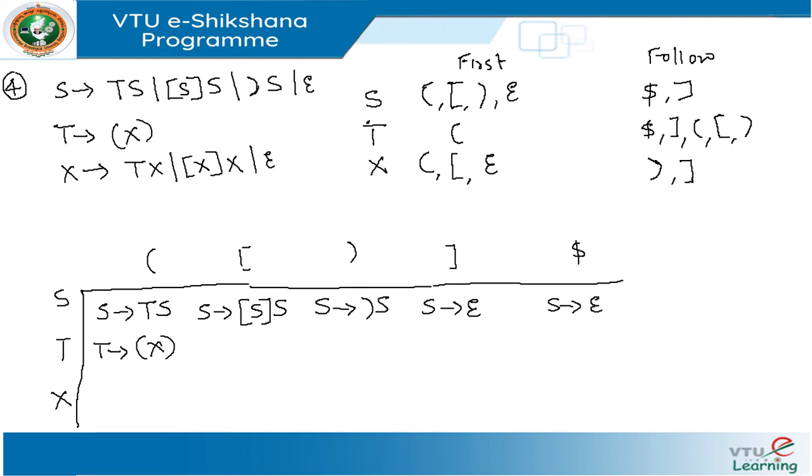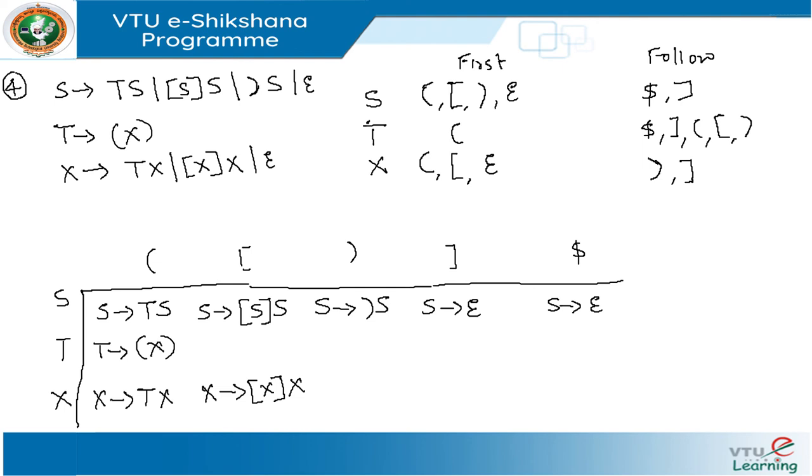Now coming to the non-terminal X. The non-terminal X contains opening parenthesis, opening square bracket and epsilon. So from X, to get an opening parenthesis, we have to use the production X derives T X. And to get a square bracket, we need to use the production X derives square bracket X X.